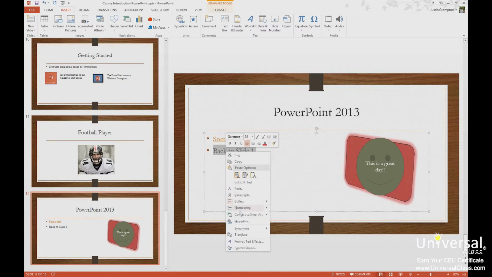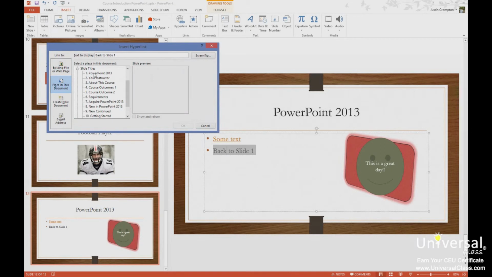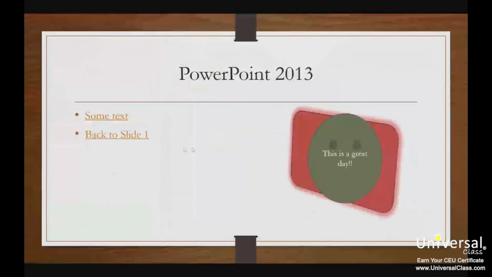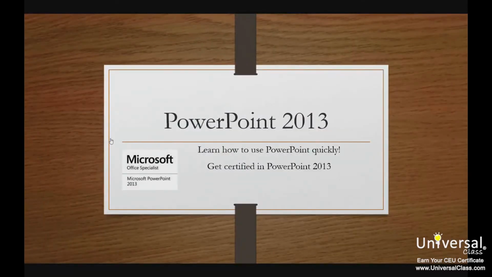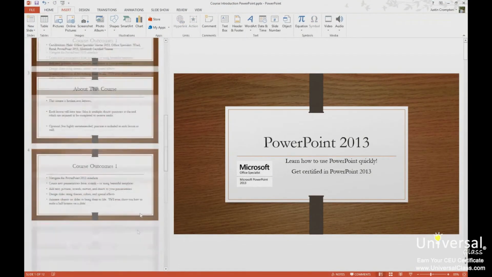So I can create a hyperlink here that says place in this document and I can click this link and be teleported back to the beginning of my presentation, or really any slide I want. So if I'm doing a presentation where I need to jump around, I'm not necessarily showing the slides in order, 1, 2, 3, I can use hyperlinks to jump around different slides in my document. So let me return to my slide here.